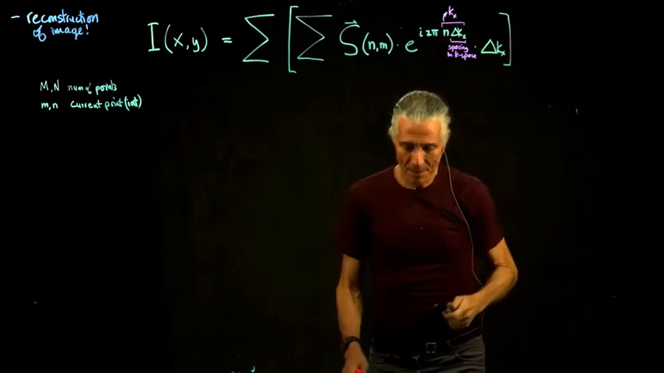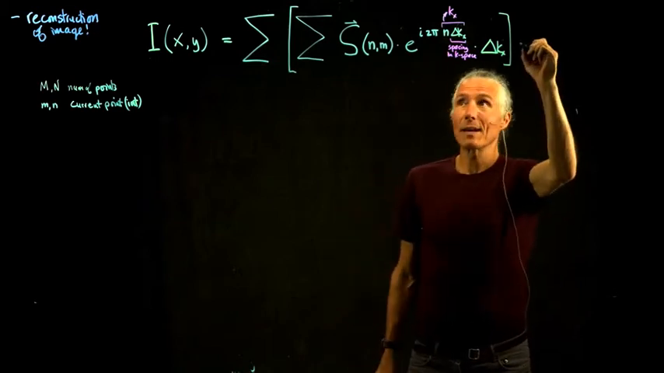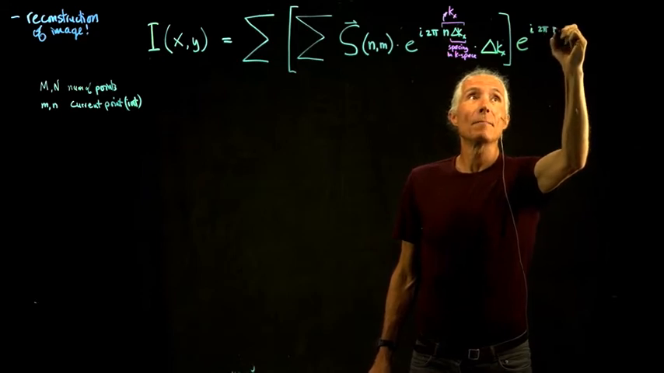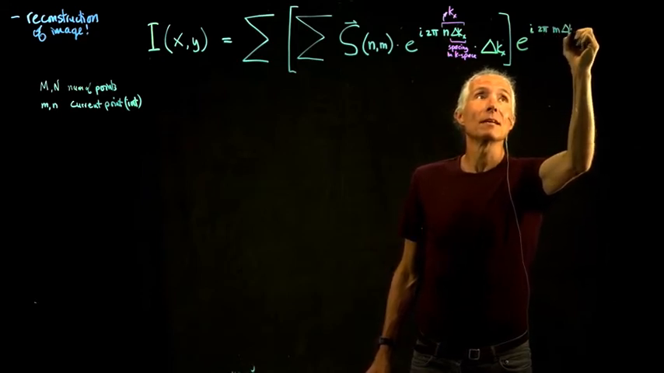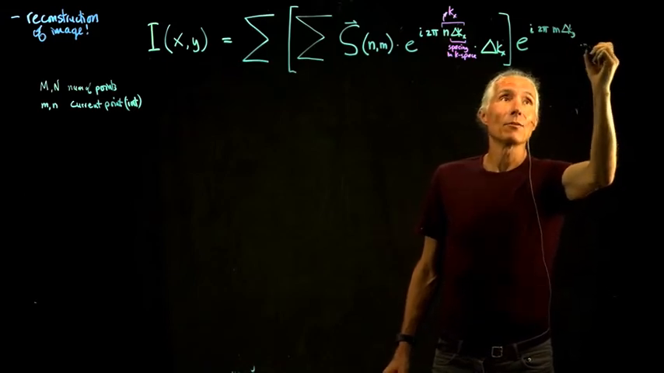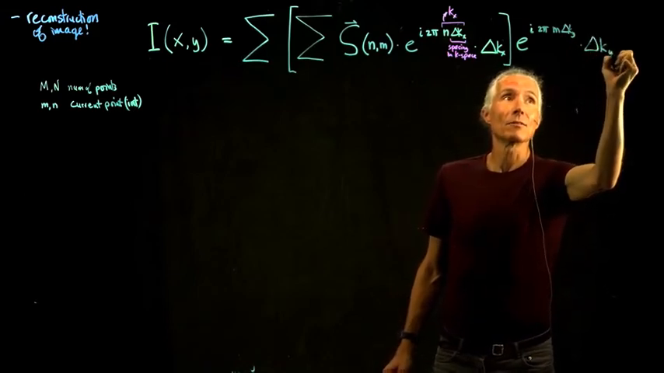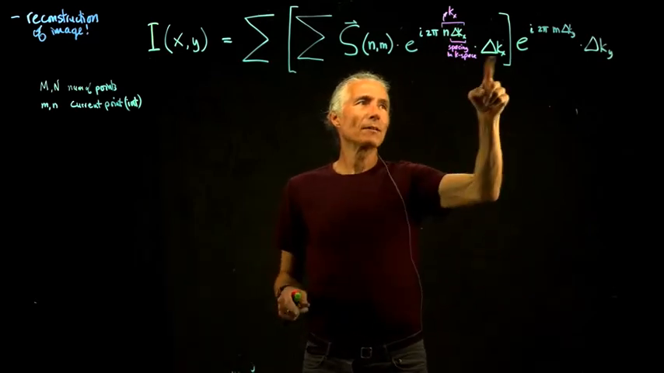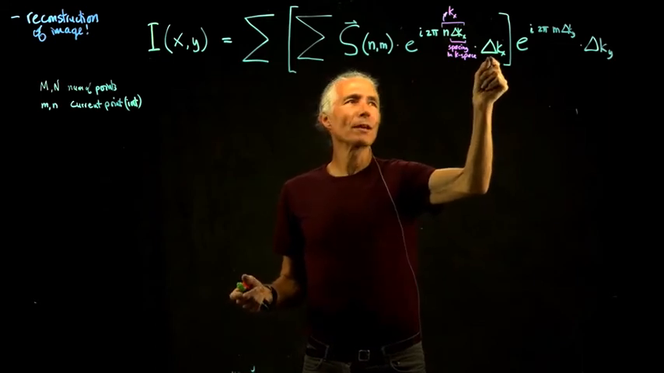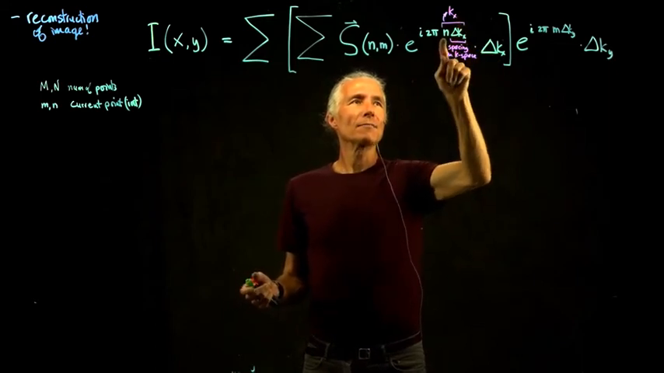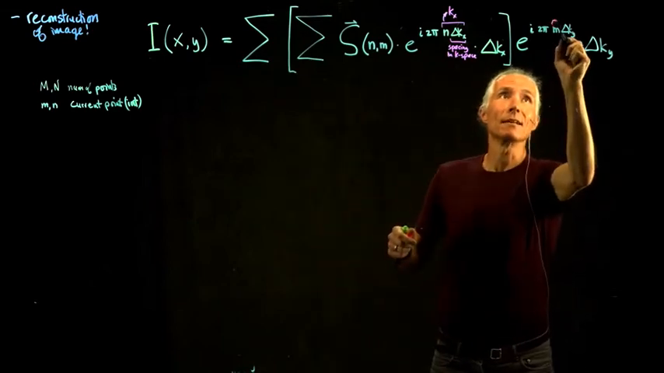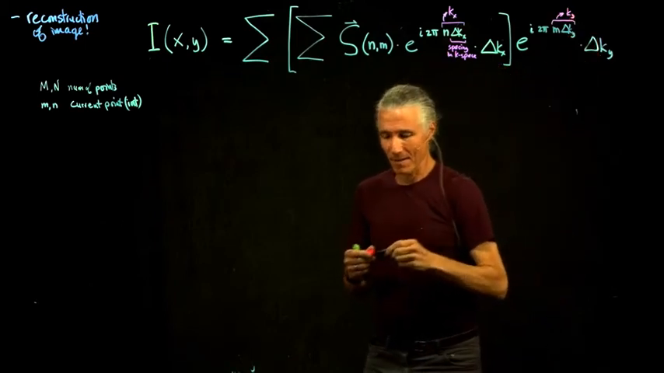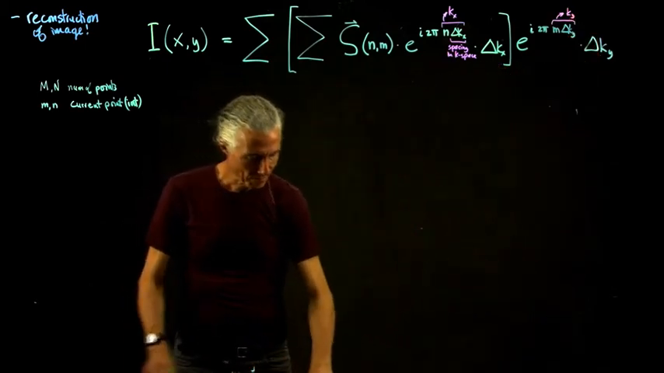Okay, and then we have to do another Fourier transform of that in the other direction, and that's just e to the i 2 pi m times delta ky, and then that whole thing times delta ky. So those are the two differences between the integral one. Here we've got an actual number, it's not an infinitely small thing, and here instead of kx we have n delta kx, and here instead of ky we have m delta ky. So that's the plan.